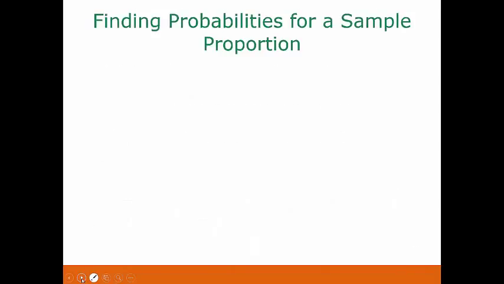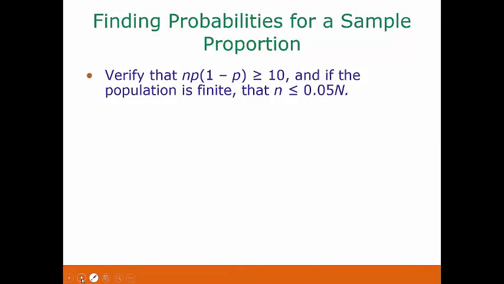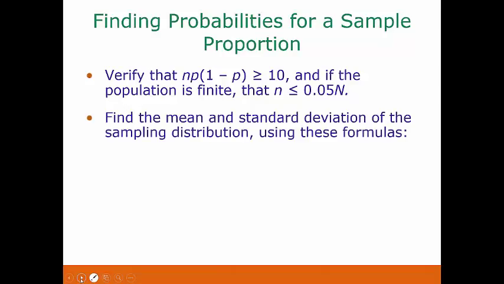Now, how do we find probabilities for a sample proportion? Well, first we want to verify our assumptions. So this one, that n times p times 1 minus p is greater than or equal to 10. And if the population is finite, that n is less than or equal to 5% of the population size. If we can verify those two assumptions, then we can assume that our distribution is approximately normal. If we're going to think of it as a normal distribution, we need the mean and the standard deviation. So we use these two formulas.